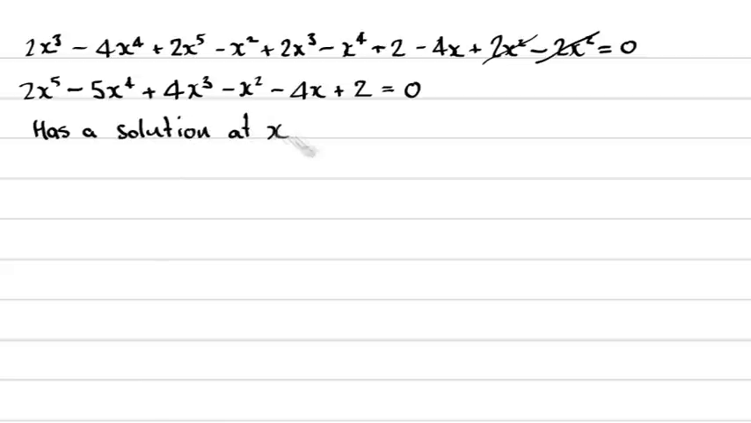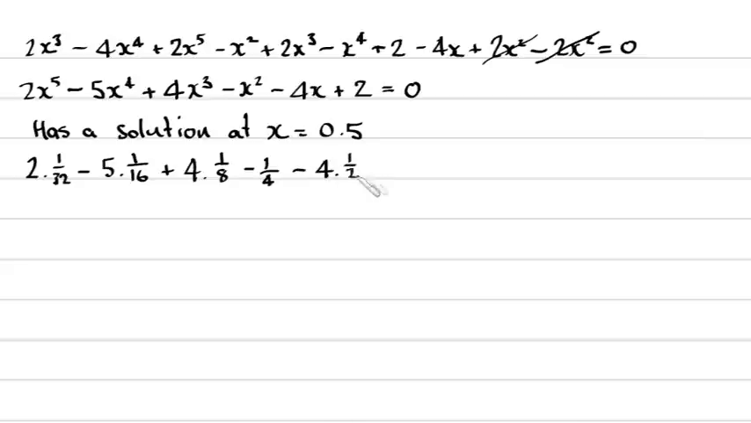Let's in fact prove that to ourselves by substituting x equals a half into our equation. So we get 2 times 1/2 to the 5th, which is 2 times 1/32, minus 5 times a half to the 4th, 5 times 1/16, plus 4 times a half cubed, 4 times 1/8, minus a half squared, minus 4 times a half, plus 2.